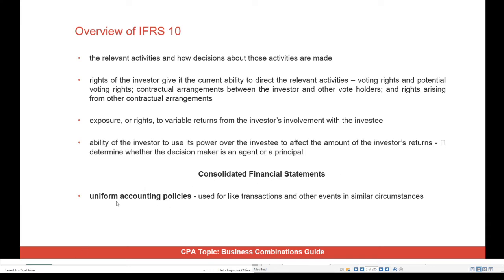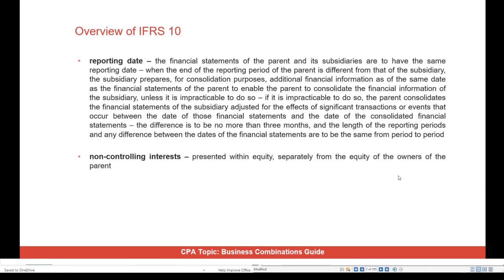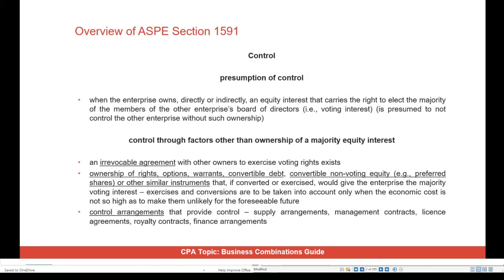Consolidated financial statements: uniform accounting policy is used for like transactions and other similar occurrences. Reporting date: the financial statements of the parent and subsidiaries are to have the same reporting date, so obviously very straightforward, okay? Unless impractical, not possible to do so. And then the non-controlling interest is presented within equity, which makes sense, right? And it's separate from the equity of the owners of the parent.